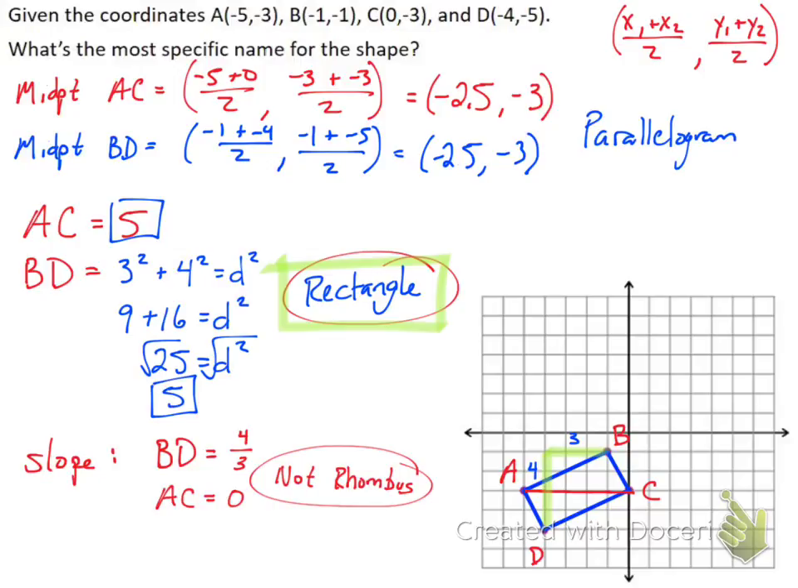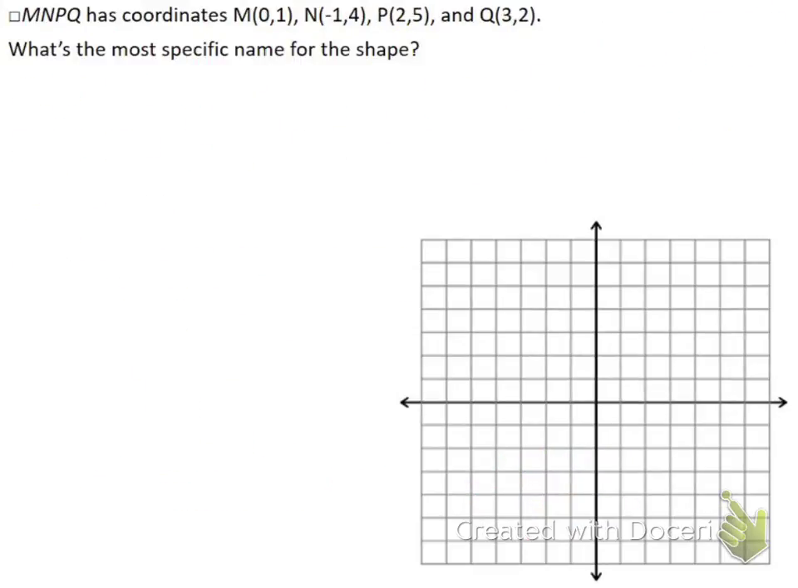Okay. Next one down. Again, same thing. So first thing I'm going to do is plot my points. So 0, 1. That's M. -1, 1, 2, 3, 4. There's N. Then P is 2, 5. And Q is 1, 2, 3, 1, 2. So here's my shape.